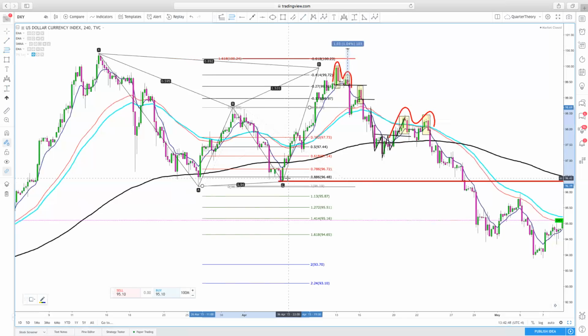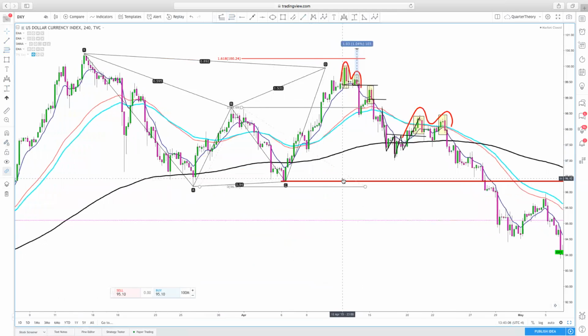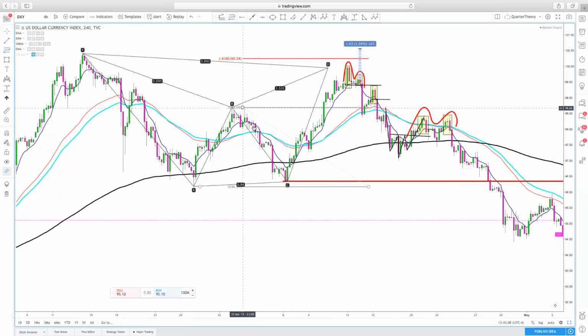Okay, so in this particular case, we have price come down to the 88.6. We see that right here, right there. I'm going to take off the fibs because I don't like my chart looking so nasty. Okay, so now we've come down.